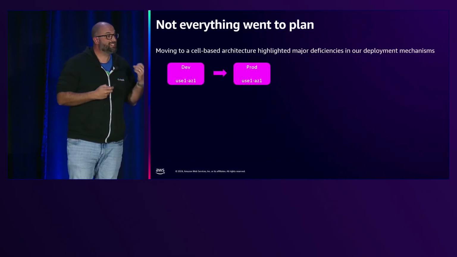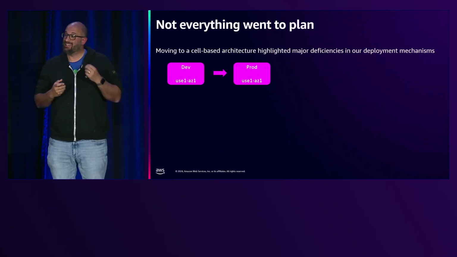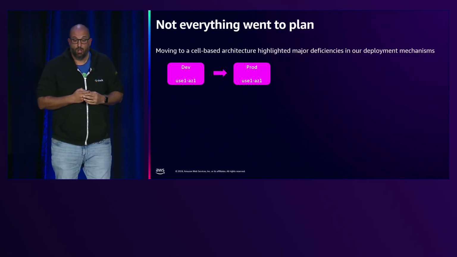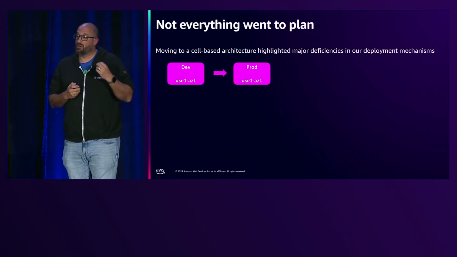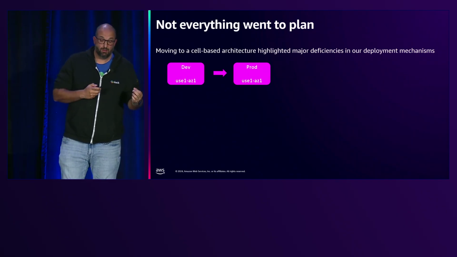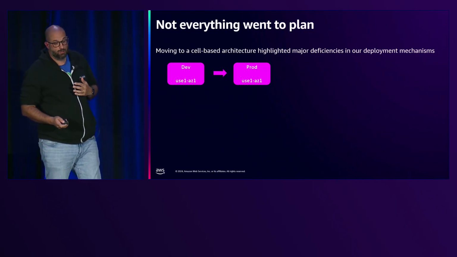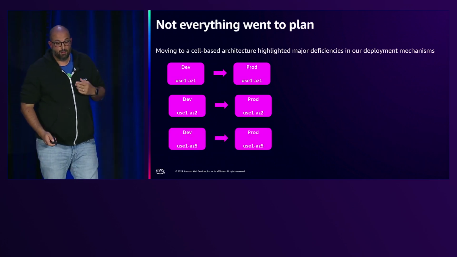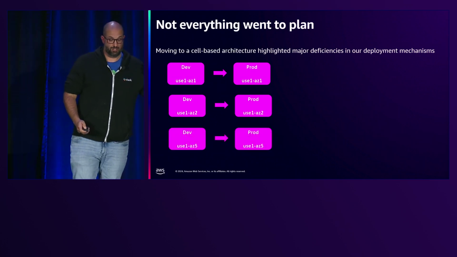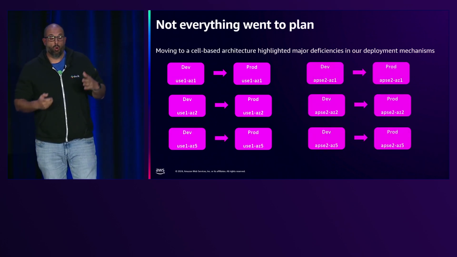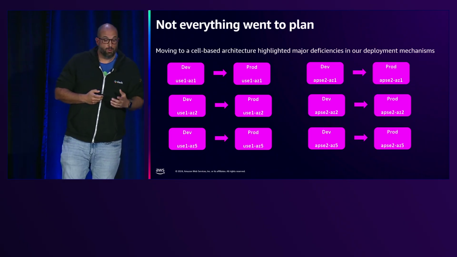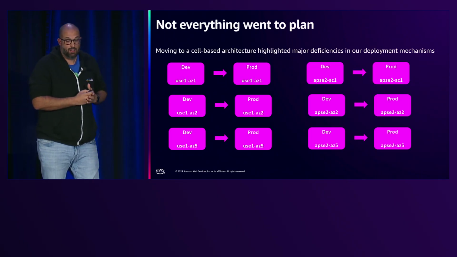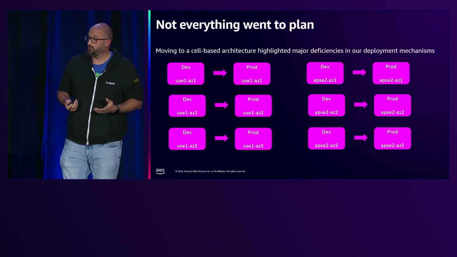In our new cell-based world, each AZ is its own pipeline. So we would need to deploy to US East 1, AZ1, dev, and then prod. Then we would need to do the same for the second AZ, followed by the third, and so on and so forth. Once we would finish that region, we would need to do exactly the same thing in all other regions we wanted to deploy to.